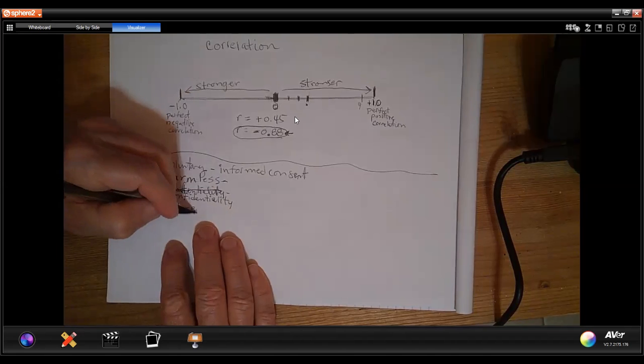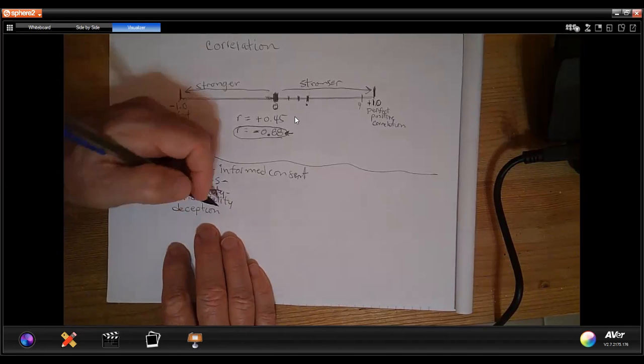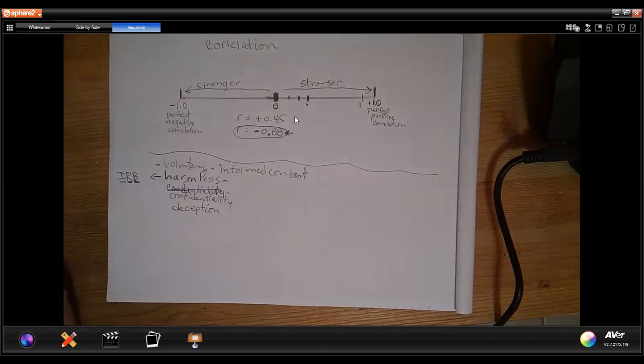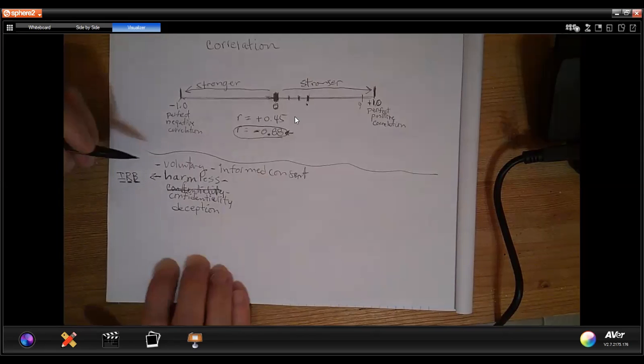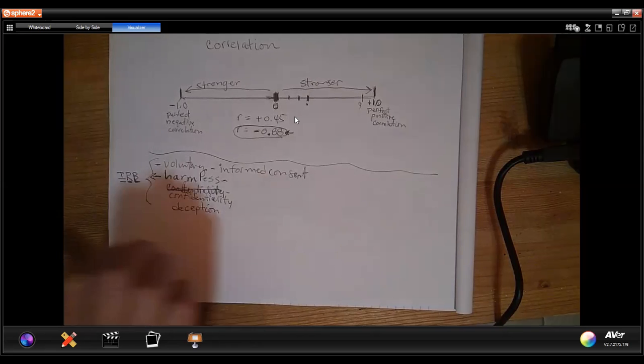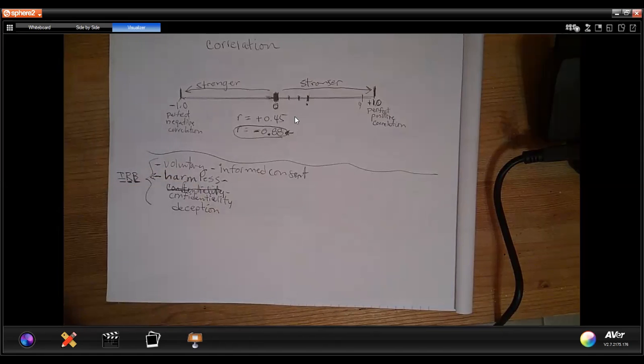What else? Deception. Can deception be used in experiments with human subjects? Yes. However, the deception must be mild such that it's not harmful to people. And then the participant must be debriefed when the experiment is fully over and told about what deception was part of the experiment. Okay, so those are some of the most basic ethical concerns in psychological research.